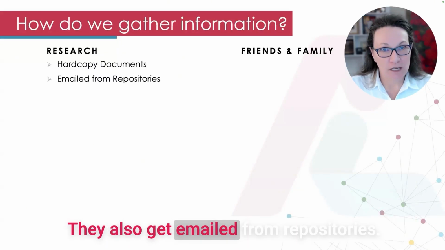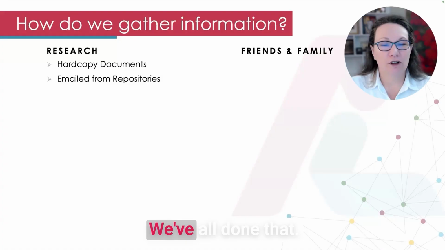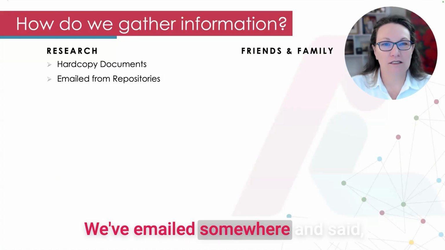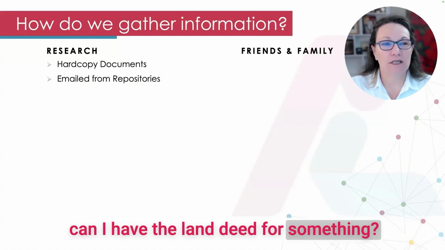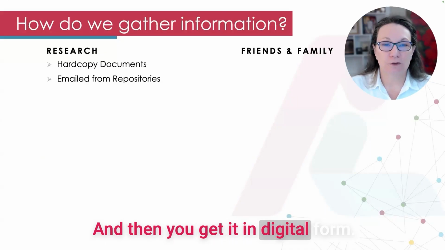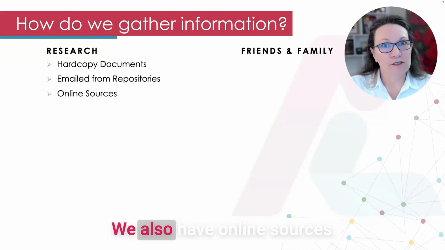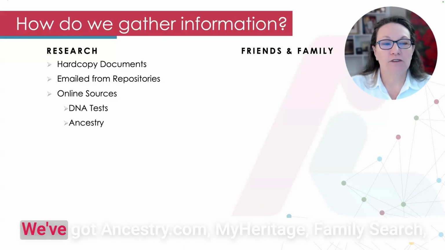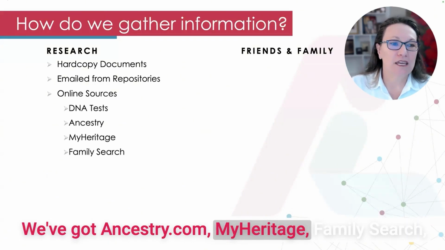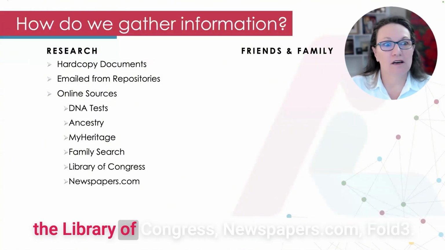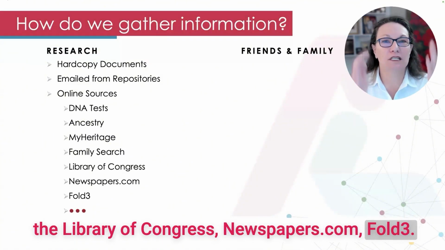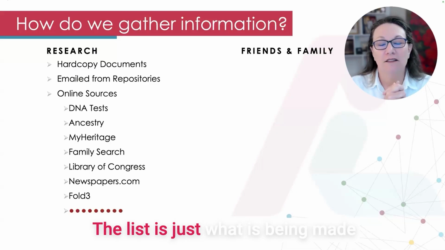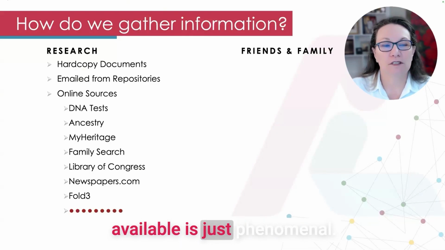They also get emailed from repositories. We've all done that. We've emailed somewhere and said, can I have the land deed for something? And then you get it in digital form. We also have online sources. We've got DNA tests. We've got Ancestry.com, MyHeritage, Family Search, the Library of Congress, newspapers.com, Fold3. The list is just, what is being made available is just phenomenal.